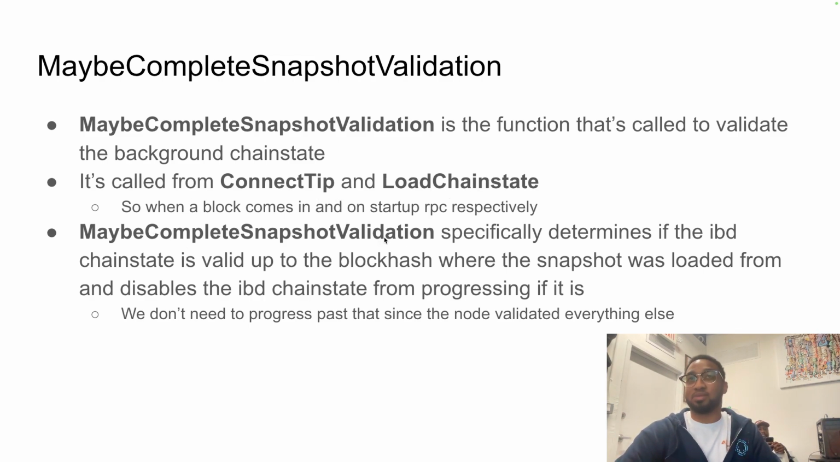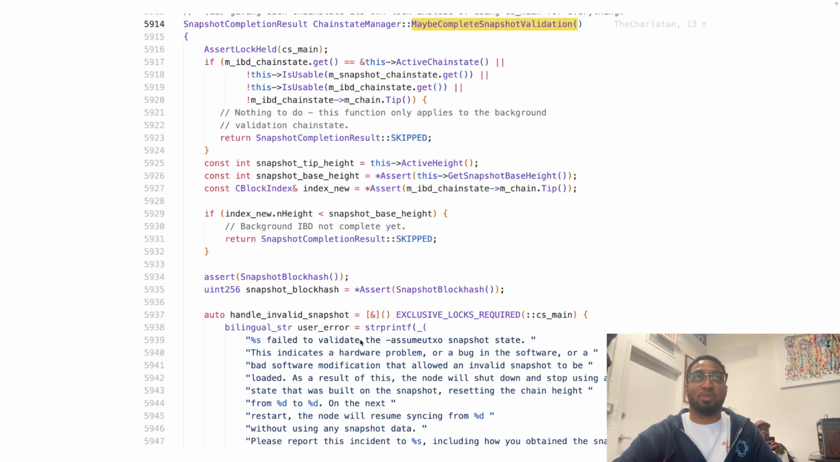And maybe complete snapshot validation specifically determines if the IBD, initial block download chain state, is valid up to the block hash where the snapshot was loaded from. And it disables the IBD chain state from progressing if it is. Why? Because we don't need to progress past the point of our Assume UTXO snapshot, because our node has validated everything from there onwards ourselves, assuming that was valid, and it was.